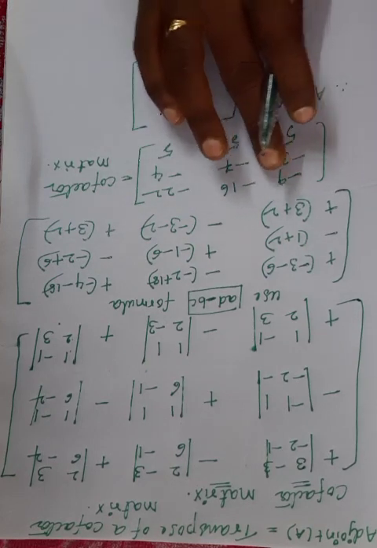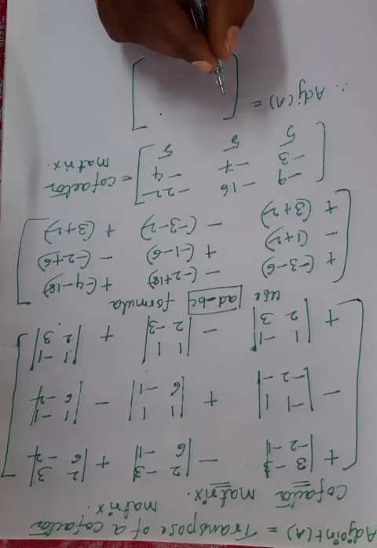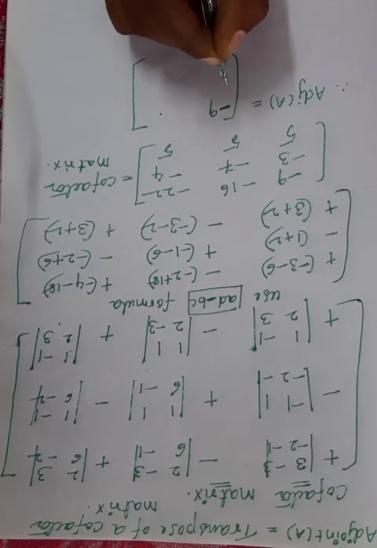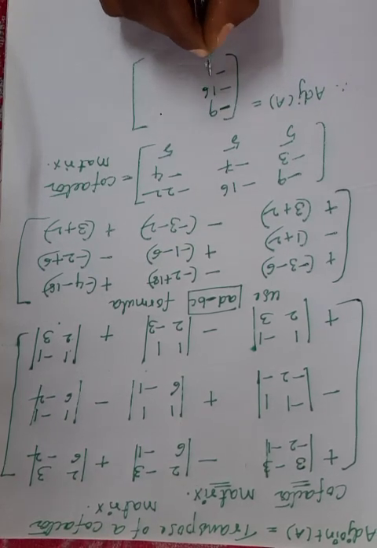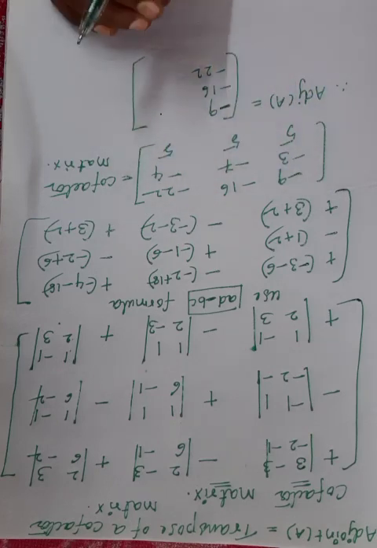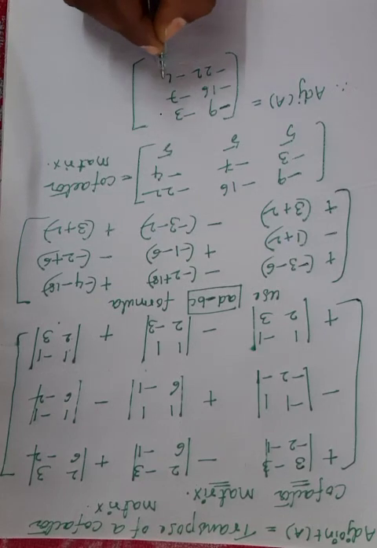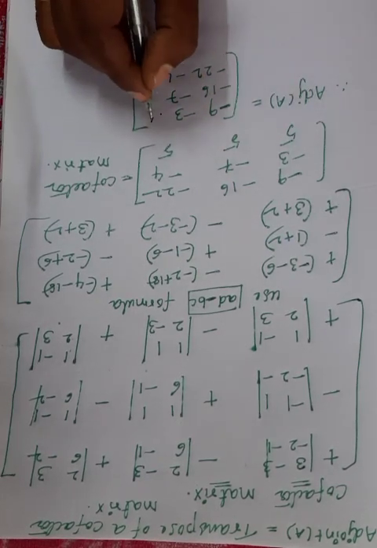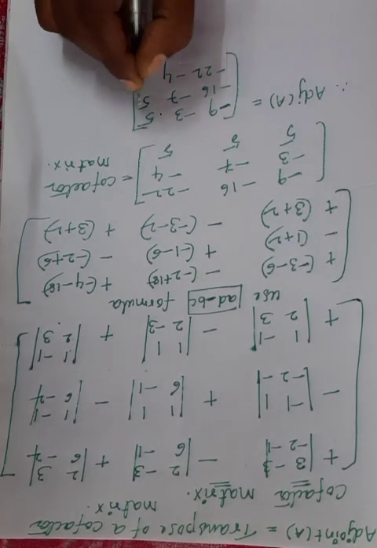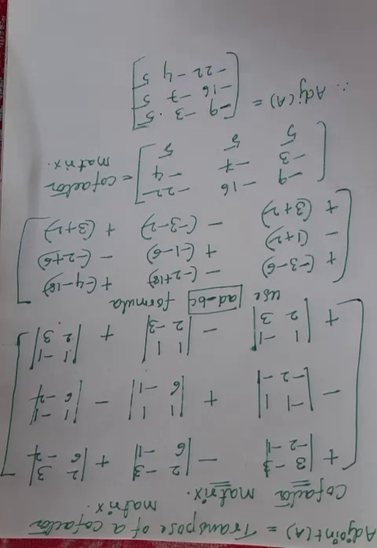So the first row is minus 9, minus 16, minus 22. Here I am writing it as a column: minus 9, minus 16, minus 22. Next, the second row should be written as a column: minus 3, minus 7, minus 4. The third row also we have to write as a column: 5, 5, 5. So this is known as the adjoint of A.